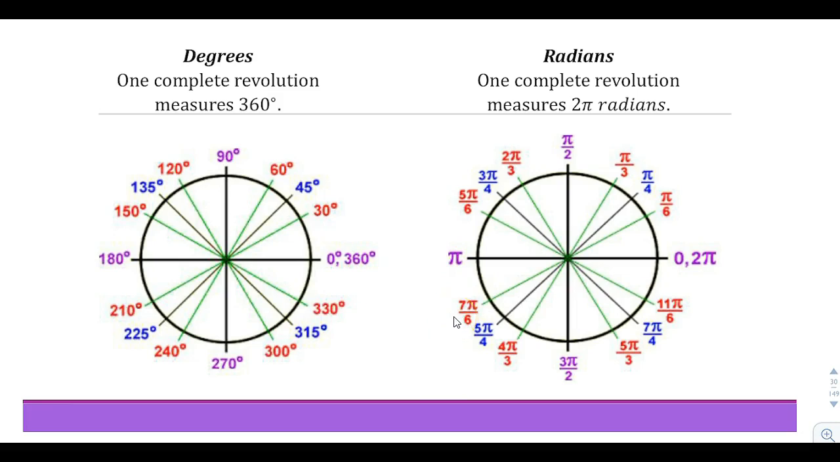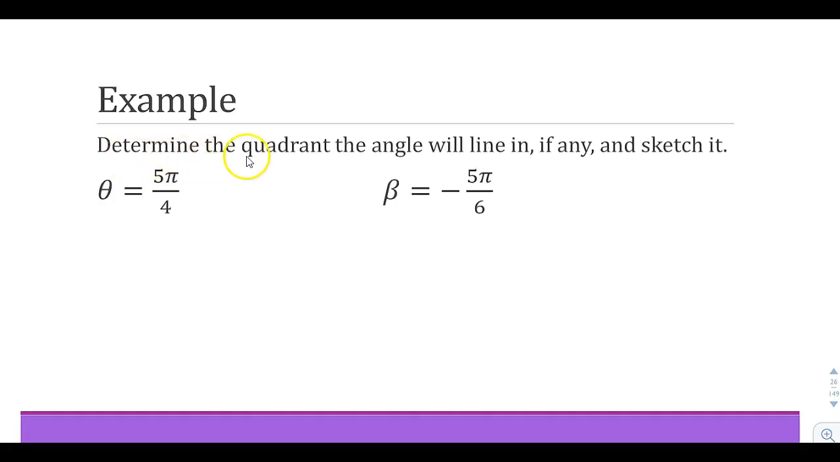Moving along to 7 pi over 6, 5 pi over 4, 4 pi over 3, then 3 pi over 2, or 1.5 pi. So remember, this is 1 pi, so this is 1.5 pi. And then 5 pi over 3, 7 pi over 4, 11 pi over 6, and getting back to 2 pi. So in these examples, we're going to determine the quadrant the angle will lie in, if any, and sketch it.